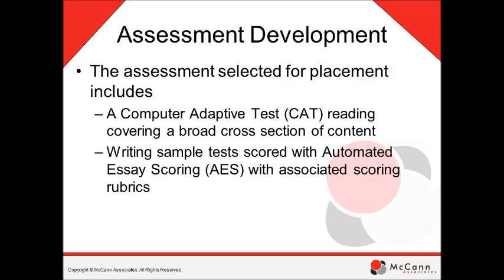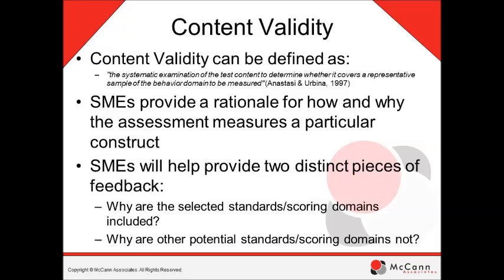The assessments selected for reading placement include a General Computer Adaptive Test, or CAT, covering a broad cross-section of content. The assessment selected for writing and ESL placement includes writing samples submitted by students and scored using Intellimetric automated essay scoring technology. These assessments have rubrics which were reviewed and judged to be in line with the writing and ESL courses into which students are placed.